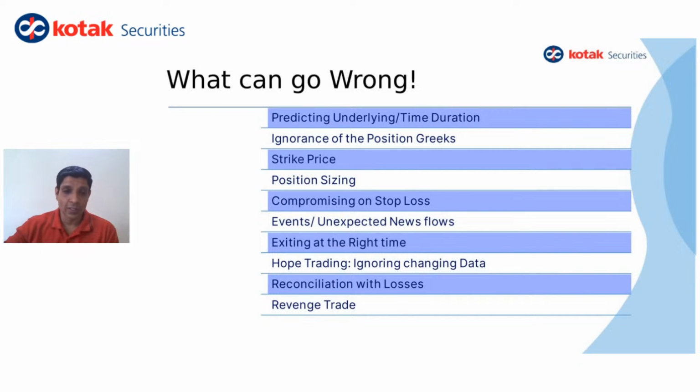Hope trading: ignoring data and hoping that the market is going to recover, that after buying a 100 rupee option it comes to 10 rupees and you still hope that it will come back to 100. It has happened, and it is not necessary that it will happen over and over again. Reconciliation with losses: keep a stop loss and make sure you're disciplined, because that will take you a long way.